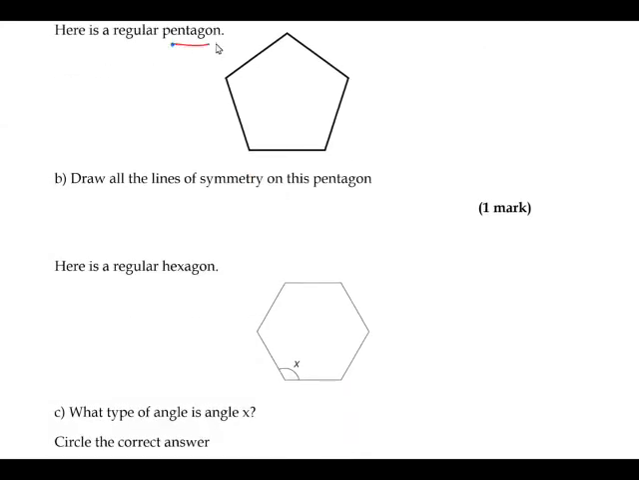Here is a regular pentagon. Draw all the lines of symmetry on this pentagon. So we know we can cut it from the center of one to the center of the other. So there are the 5 lines of symmetry.